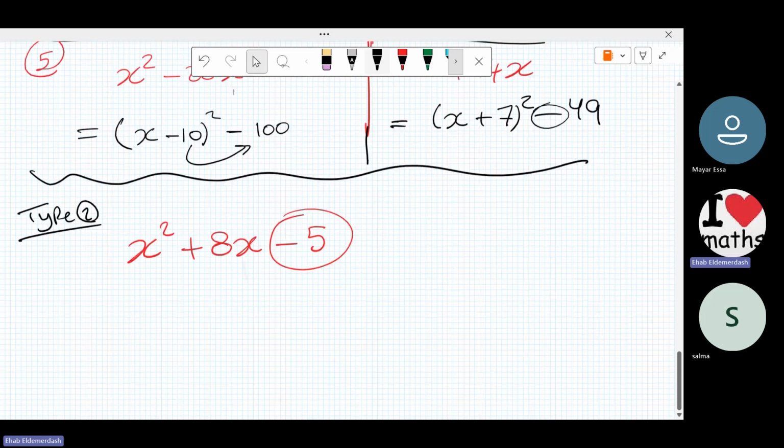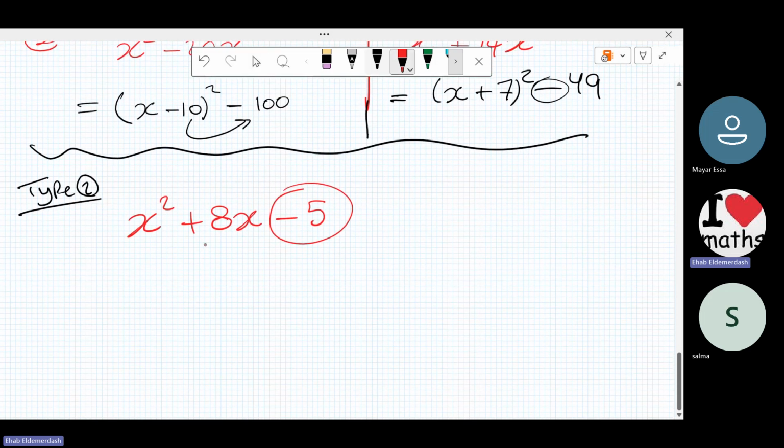What should I do? I will keep the first 2 together, x squared plus 8x. هنا, the other part is -5. طيب, what should I do? قول يا محمد, ها. So x plus 4 squared. I'm dealing with these 2. I'm ignoring completely the -5. It seems that I did not see the -5. Okay, keep it till the end.